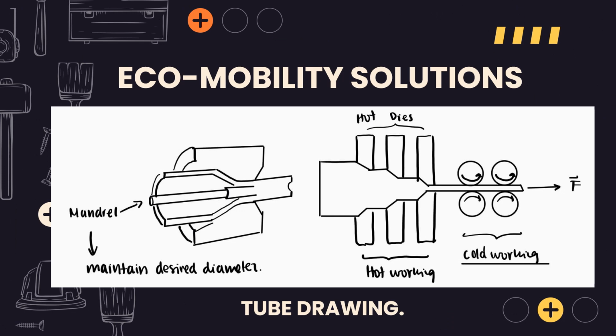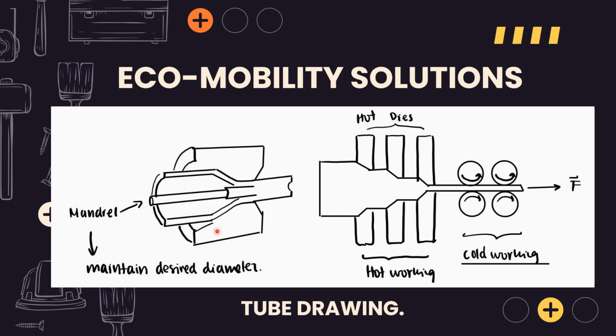Okay, so the tube drawing basically consists of subjecting a tube to a series of hot dies in order to reduce its cross-sectional area. During this first stage, the material will be subjected to hot working techniques, and afterwards it would be subjected to some cold working. The applied force would be obviously in this direction to the right, and here is the interior of the process.